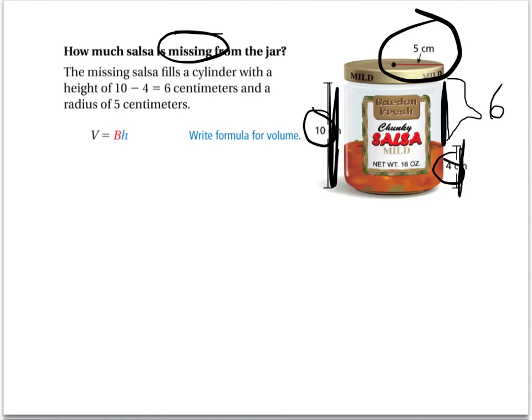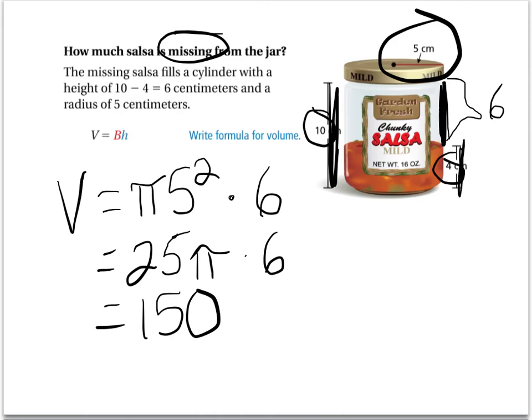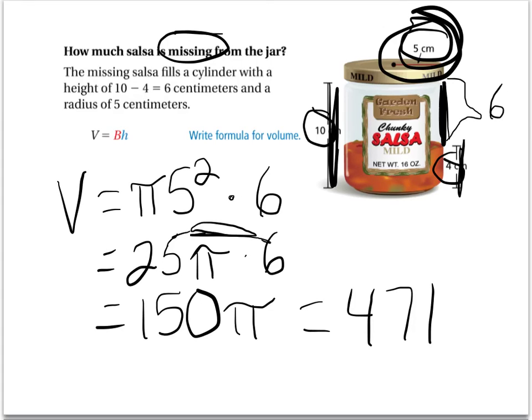The radius is given as 5. So I want to find the volume. The base is pi r squared. You want to multiply that by the height of 6 because that's what's missing. So 5 squared is 25, so that means 25 pi times 6. 25 times 6 gets me 150. Multiply that by pi, which is 3.14, and that gets me 471. Notice it's in centimeters, so it's centimeters cubed. So how much salsa did your brother eat? He ate 471 centimeters cubed of salsa.